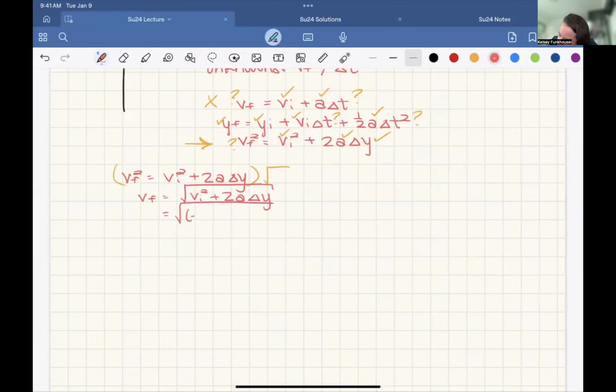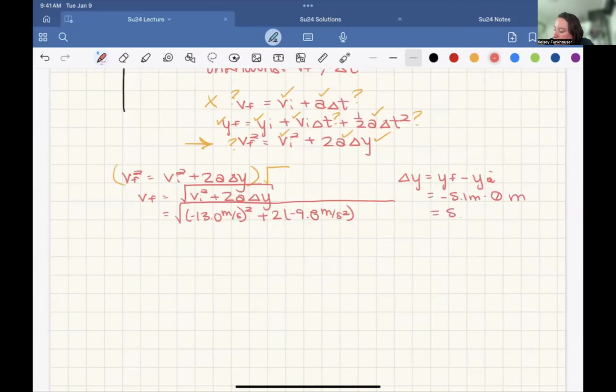So this is negative 13.0 meters per second, whole thing squared, plus 2 times negative 9.8 meters per second squared, times, and remember the displacement is y final minus y initial. So that's negative 5.1 meters minus 0 meters. So negative 5.1. Okay, so this is times negative 5.1 meters.